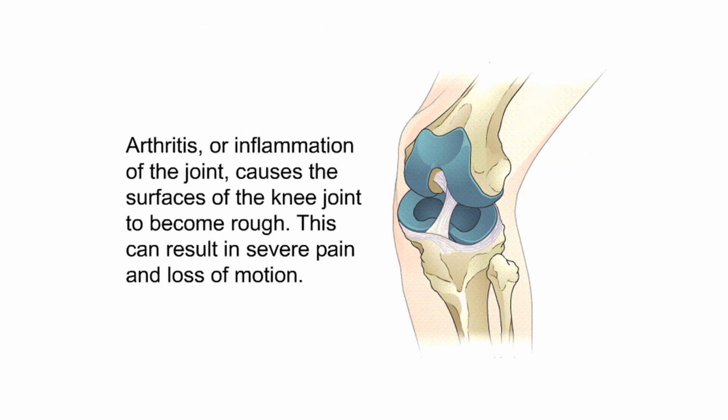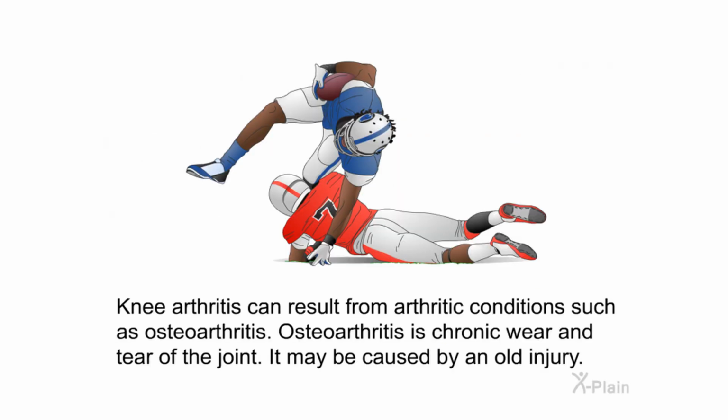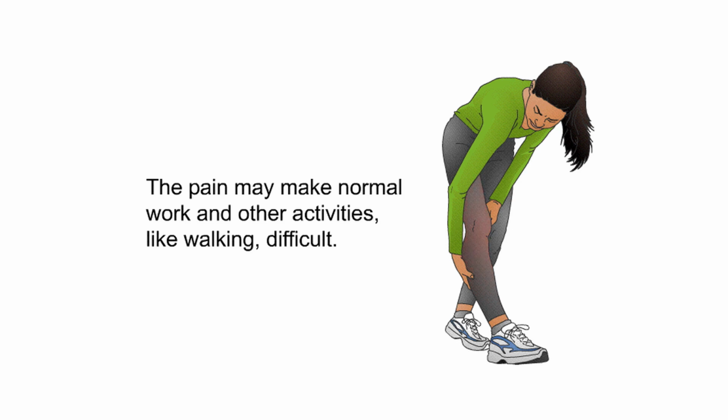Symptoms and their causes. Arthritis, or inflammation of the joint, causes the surfaces of the knee joint to become rough. This can result in severe pain and loss of motion. Knee arthritis can result from arthritic conditions such as osteoarthritis. Osteoarthritis is chronic wear and tear of the joint. It may be caused by an old injury. The pain may make normal work and other activities like walking difficult.